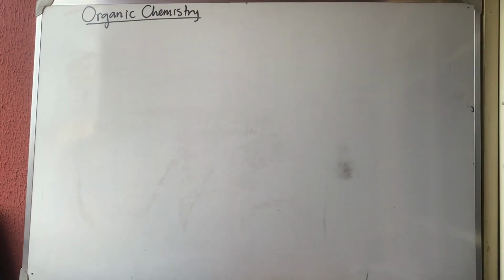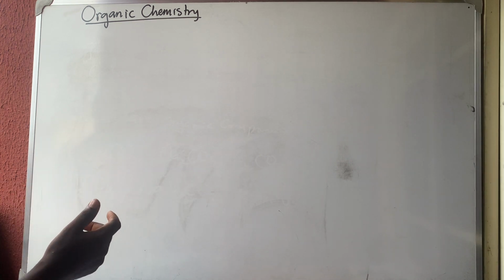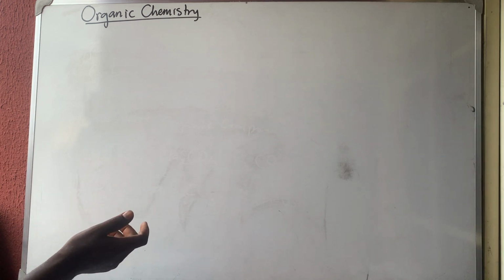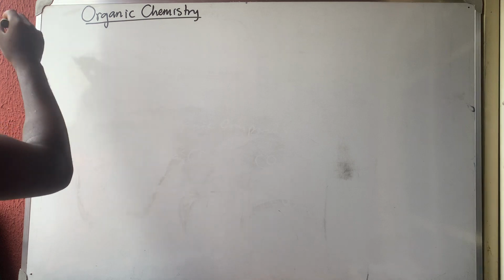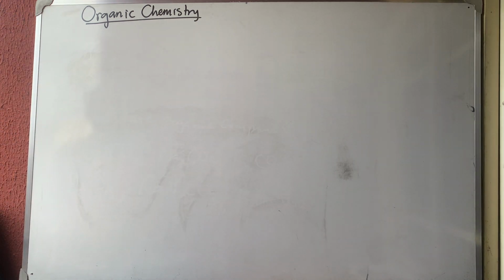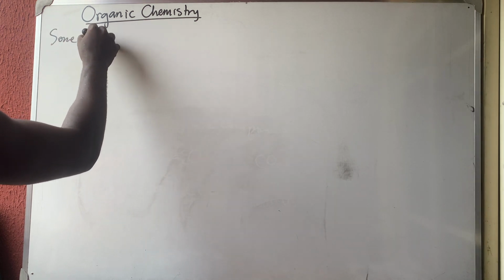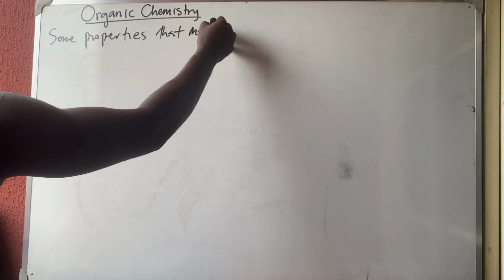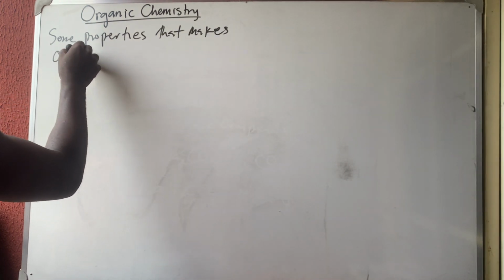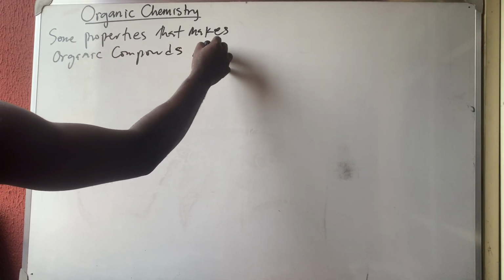However, the presence of numerous organic compounds can be attributed to the following properties of carbon. You know that organic compounds are numerous. We cannot count them. They are so many. In fact, they are bigger than the inorganic compounds, and the reason is because of some properties. Let me show you the properties that make organic compounds numerous.